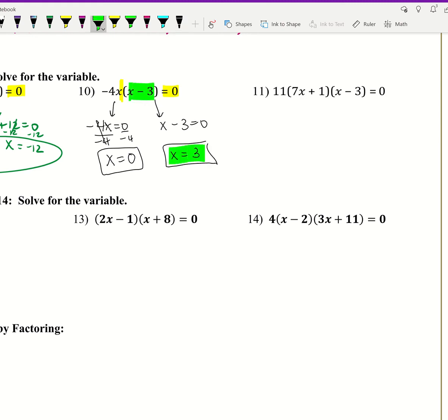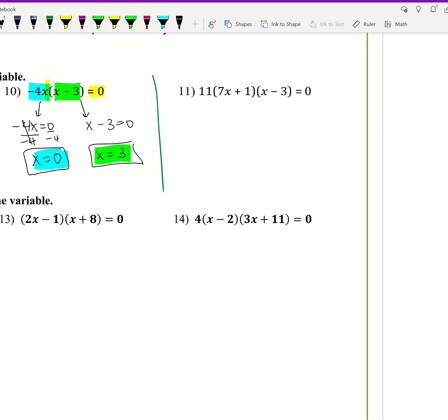Notice that when it's an addition or subtraction factor, it's just the opposite sign. That's not true for this multiplication one. When it's multiplication, the variable would have to equal 0. Negative 4 times 0 would create a 0 for that factor. Number 11.